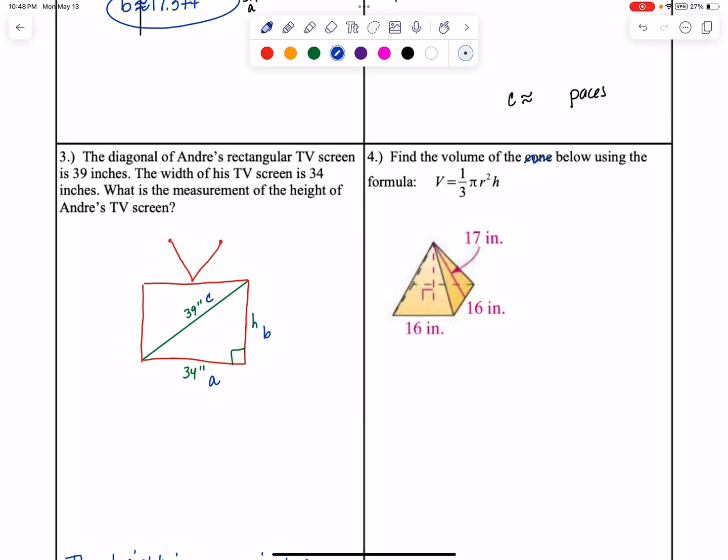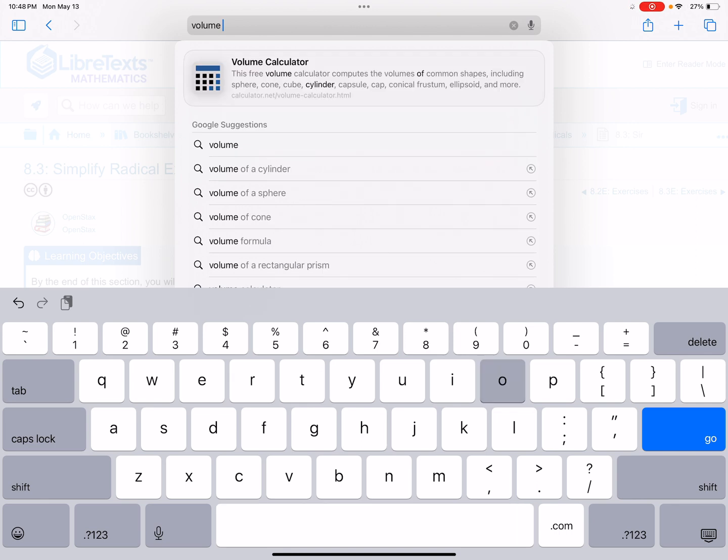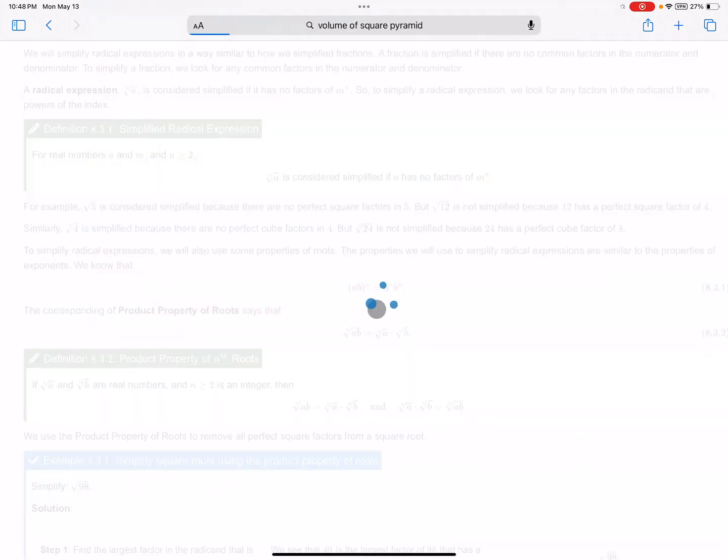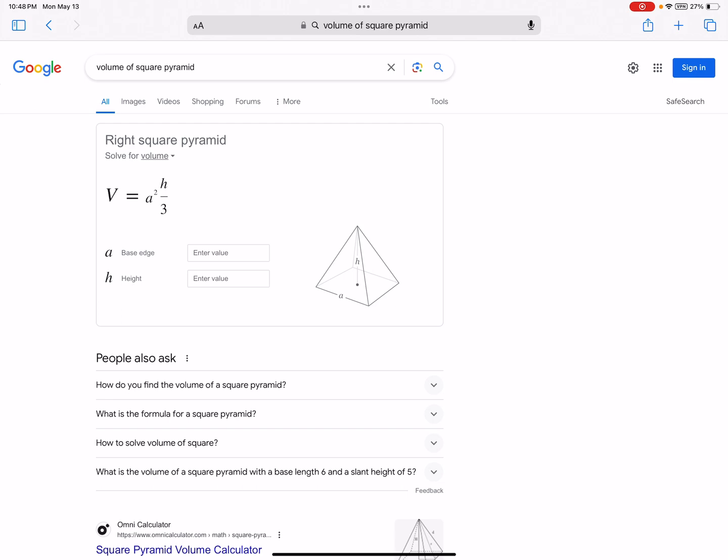And it gives you 1/3 pi r squared times h. So let's double check that. Anytime you have weird stuff, you want to double check. Volume of a square pyramid. So let's see what it is. Okay, so how do you find the volume of a square pyramid?